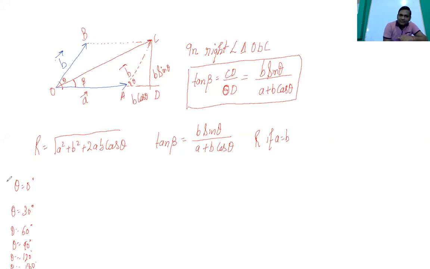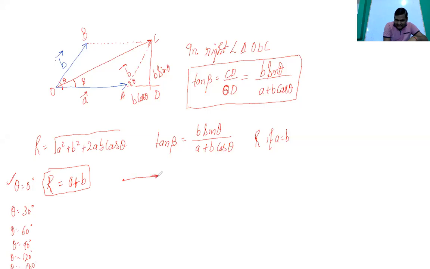If theta is equal to 0, the resultant is maximum, A plus B. You can write A square plus B square plus 2AB cos 0. Cos 0 is 1, so the resultant will be A plus B. Sometimes it can be asked in which case vector addition is just like algebraic addition. This is the case when the angle between the two vectors is 0 degree.